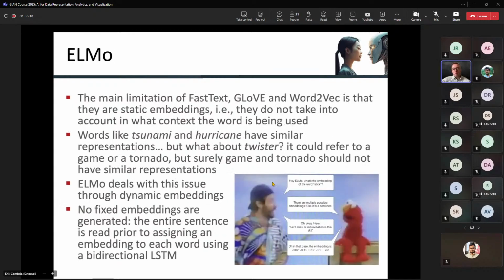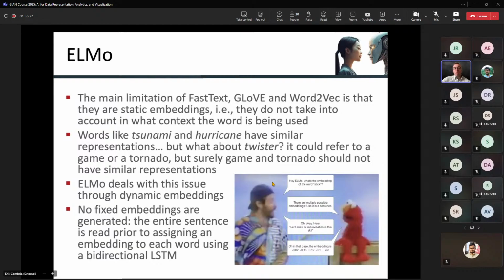ELMo was also very powerful back then, because it was also handling disambiguation. One problem with previous word embeddings is that each word had a static word embedding. For ELMo, the word embeddings became dynamic.